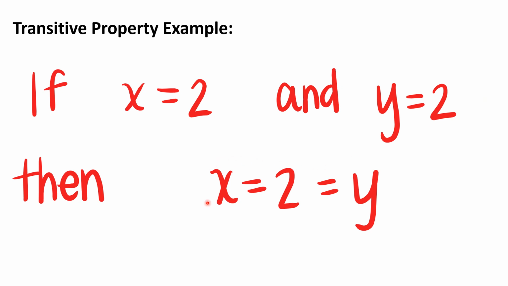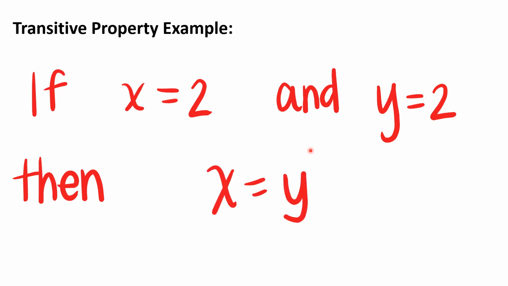then X is equal to 2, which is equal to Y. So I've just restated that first line. X is equal to 2, that came from here. Y is equal to 2, that came from here. And then I can drop out this middleman here and be left with X equals Y. This is an example of the transitive property. If X is equal to 2 and Y is equal to 2, then X is equal to 2, which is equal to Y, or we can say that in a shorter way by saying X is equal to Y.